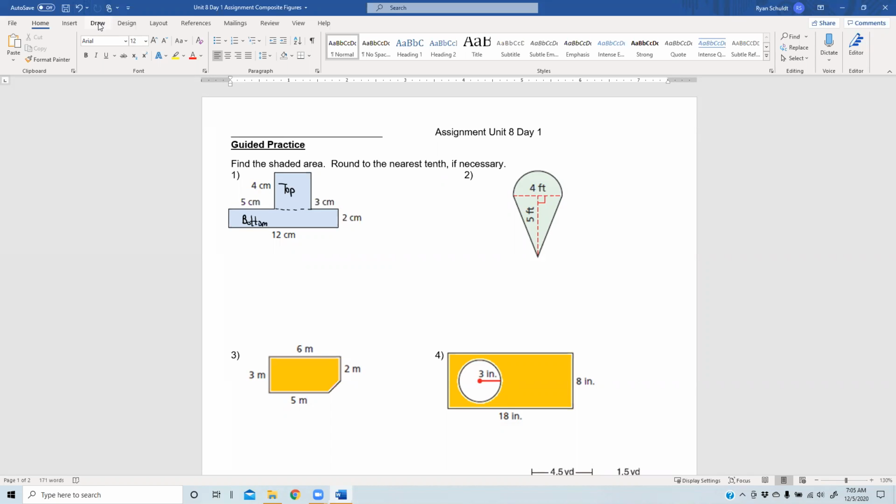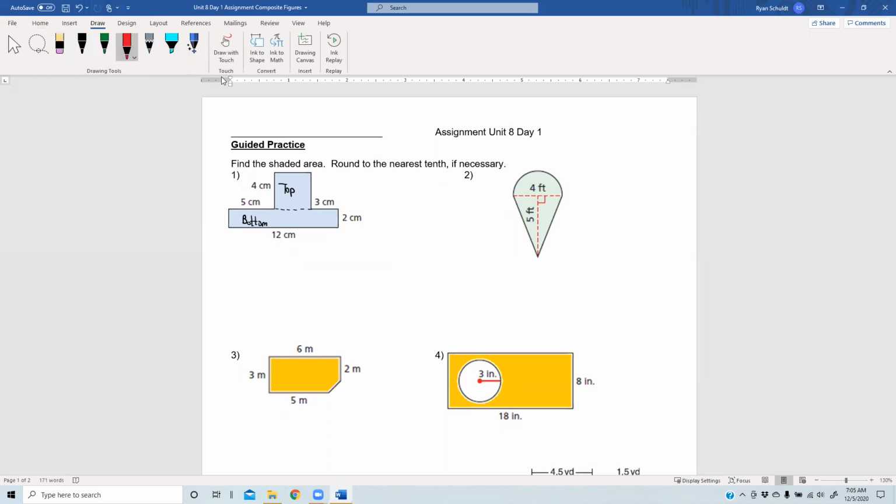Well, let's see how much is left. I have 5 and 3, but the whole thing is 12. So let's see, 5 plus 3 is 8. 12 minus 8 is 4. So this piece is going to be 4 centimeters right here.